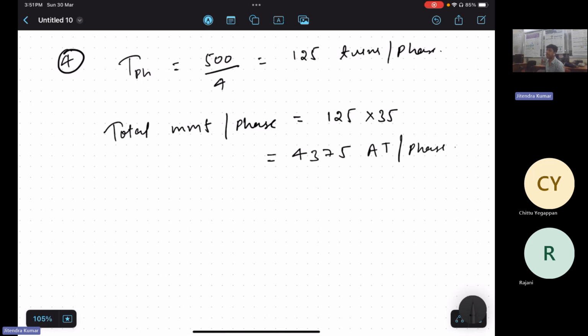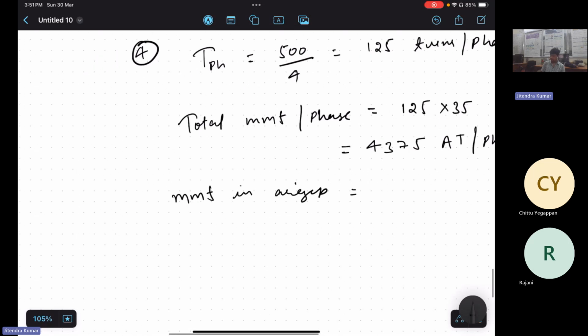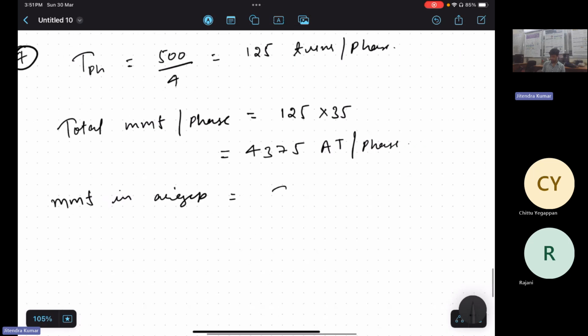Now, okay, I got why it must be wrong. Again, I believe the solution is wrong because it is mentioned that total MMF is 20% more than MMF in air gap, right? So total MMF is 20% more. So MMF in air gap, it is just wording. Total MMF.